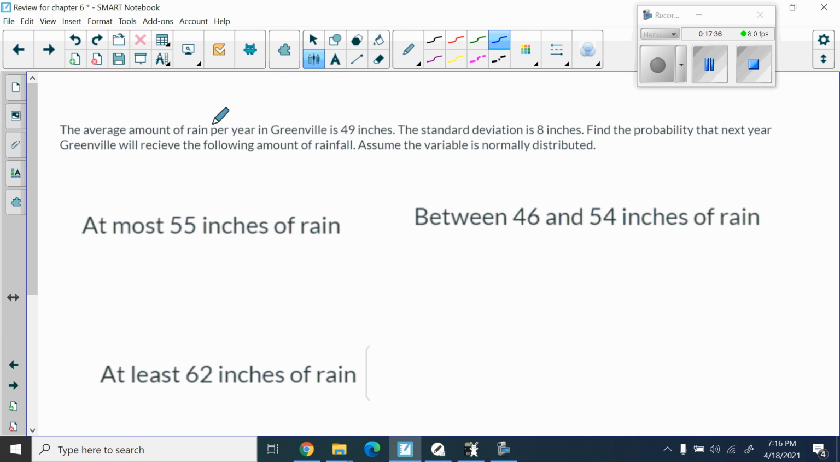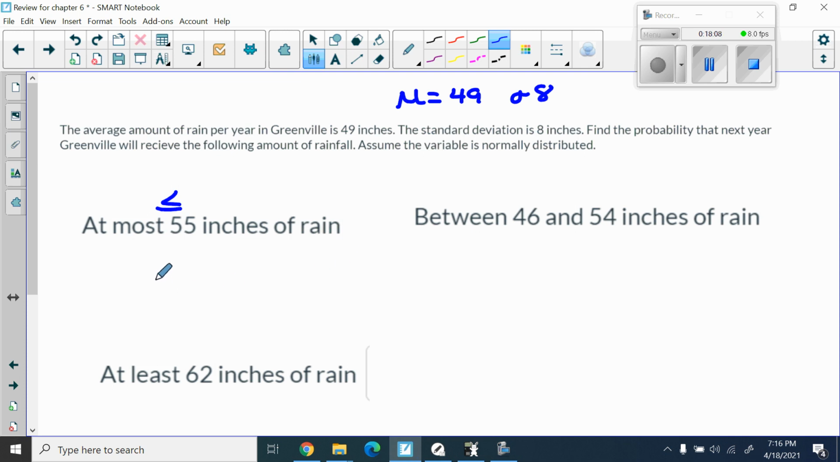Okay, so here's some compound problems that you guys are going to have to do. The average amount of rain per year in Greenville is 49 inches. So the mean is 49, and the standard deviation is 8 inches. Find the probability that next year Greenville will receive the following amount of rainfall. Assume the variable is normally distributed. So at most, so it's going to be less than or equal to 55 inches of rain.